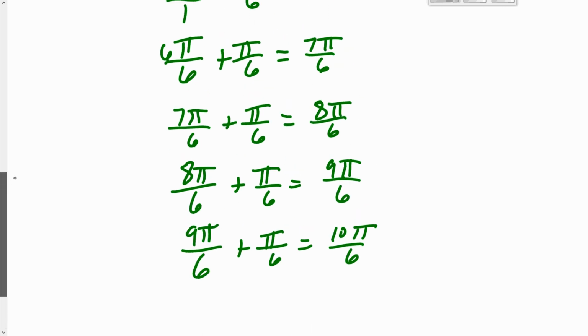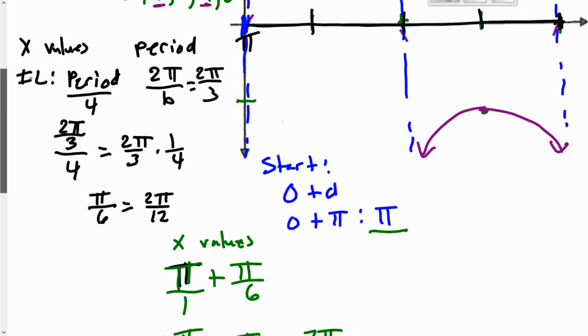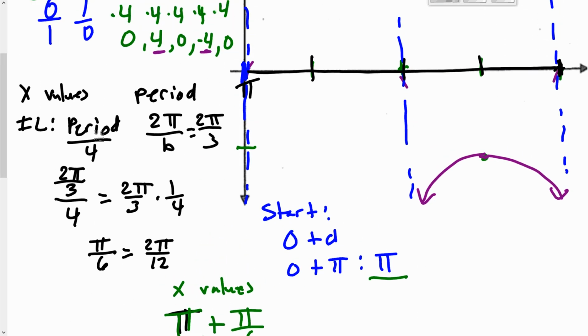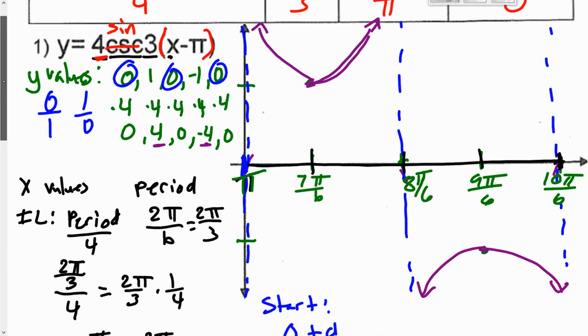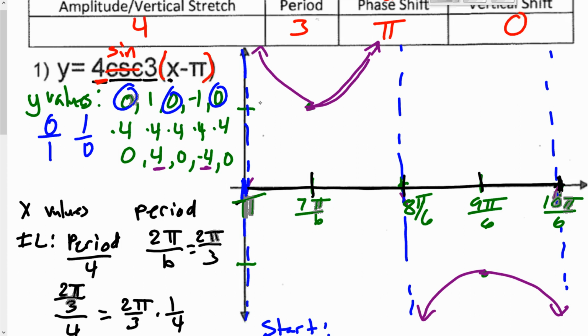Okay, so then we can put those in there. So we start at pi and we get 7 pi sixths, 8 pi sixths, 9 pi sixths, and 10 pi sixths. Right, and our initial one was pi. Now our y values, I forgot to put those in there, but it goes 0, 4, negative 4, 0. Right, so we can put those, this would be 4, this would be 0, this would be negative 4. So there's my graph, all done.